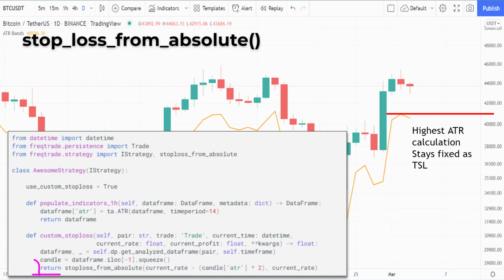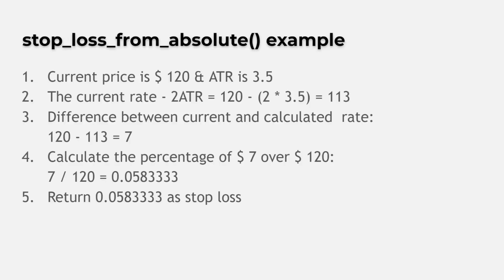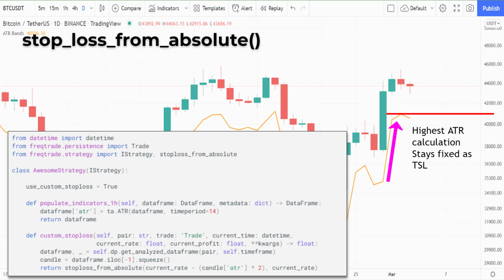And finally, the function returns the stop loss value that is calculated by using the multiplied ATR value, which is subtracted from the current rate of price. Then this value is calculated as the stop loss value percentage against the current rate. And here you can see the calculation the function makes. Again, it comes down to the calculation of the percentage against the current rate. And again, this is a trailing stop loss which moves up with the current price and ATR value and never goes down.